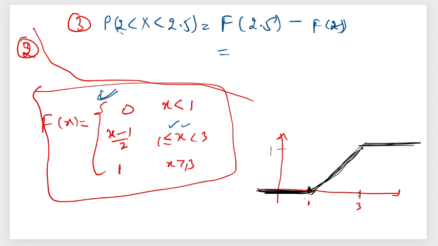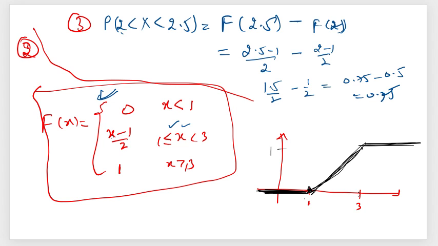So we are going to plug in the value, because then we get a formula, and if somebody is looking for F of any point, we can see where it lies and plug in the value. So we have (2.5 minus 1) over 2 minus (2 minus 1) over 2, that is 1.5 over 2 minus half, which is 0.75 minus 0.5, equal to 0.25, which is 1/4. So in this manner it can be calculated.